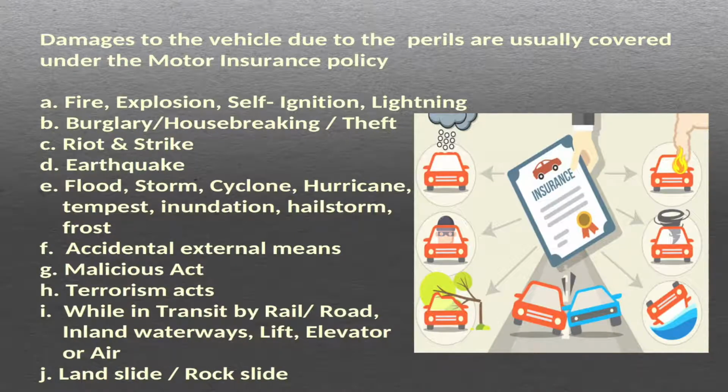The damage to the vehicle due to certain perils is usually covered under the motor insurance policy. The perils are: A. Fire, explosion, self-ignition and lightning. B. Burglary or housebreaking or theft. C. Riot and strike. D. Earthquake. E. Flood, storm, cyclone, hurricane, tempest, inundation, hailstorm and frost. Accidental external means, malicious act, terrorism act, while in transit by rail, road, inland waterways, lift, elevator or air. Landslide, rock slides.